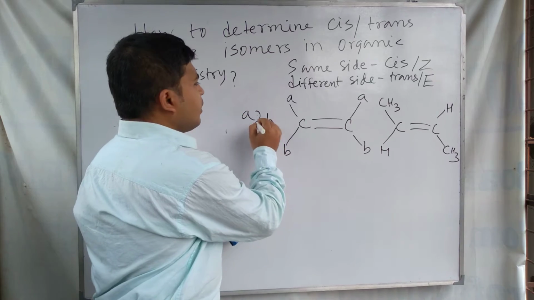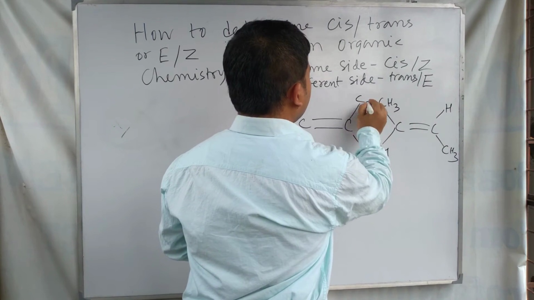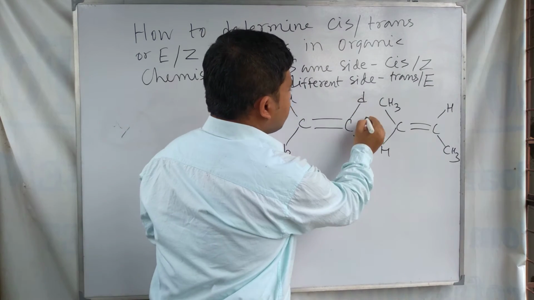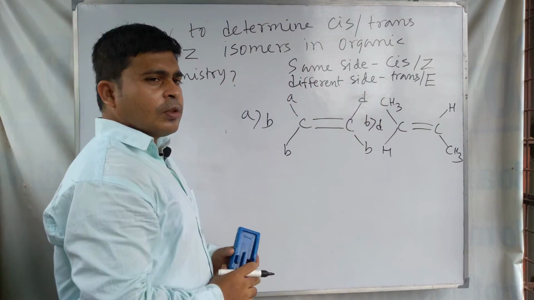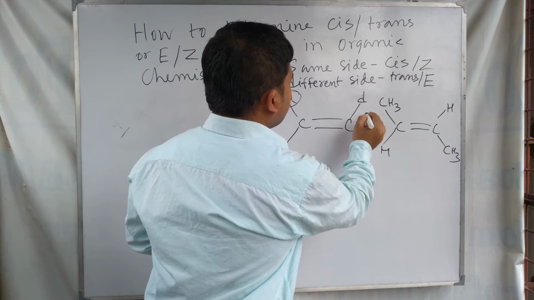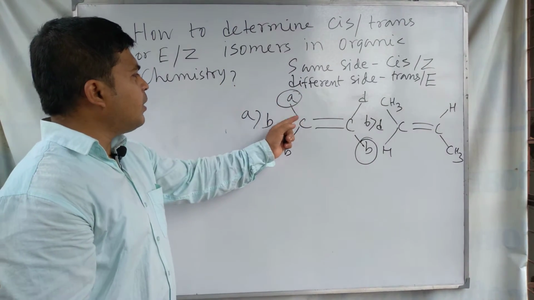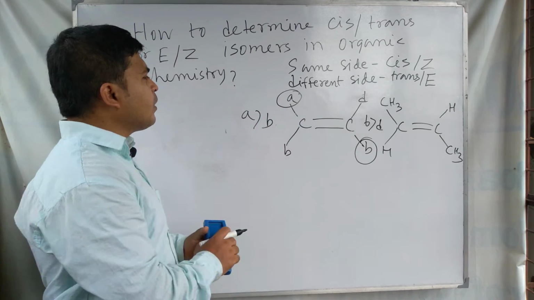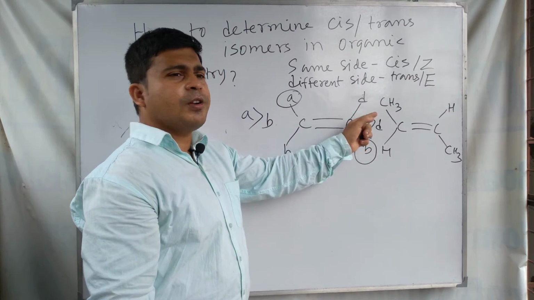Suppose A has greater priority than B, and in this case B has greater priority than D. So what we find is that between A and B, A has the greater priority, and between B and D, B has the greater priority. The priority of B is greater than the priority of D.